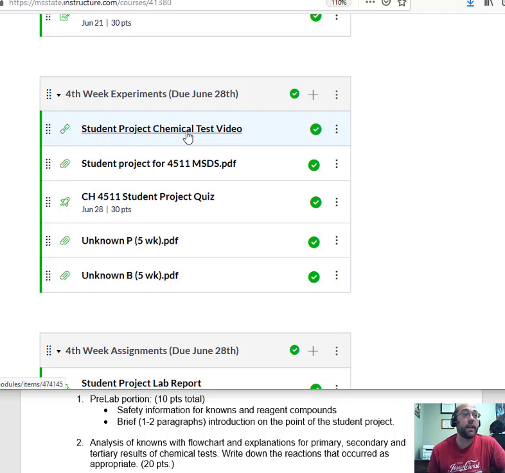positive and negative chemical test results look like, right? It's just something for you to see. And then you'll need the MSDS because this is going to help you do your safety chart. All right, and then you have the quiz, of course. After you do the quiz, then you'll have access to unknown P and unknown B. All right, and so if you're in the 5 week, if you're in the 10 week, it's a different unknown.